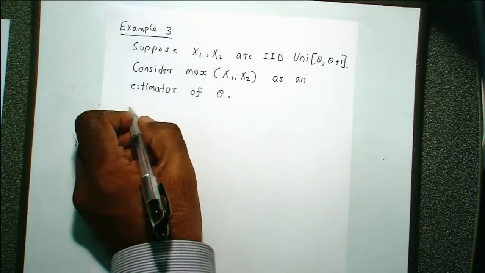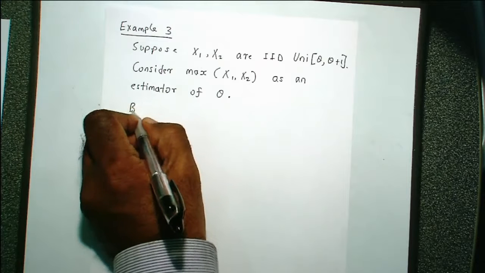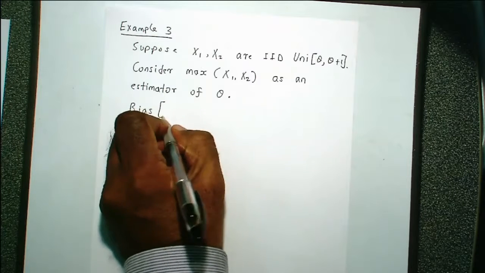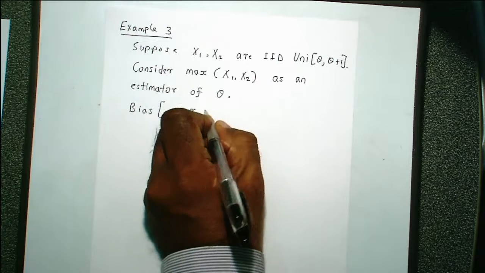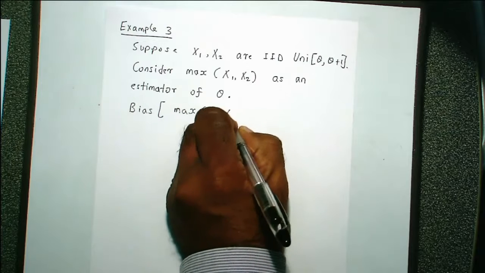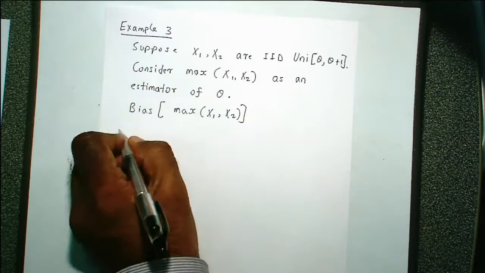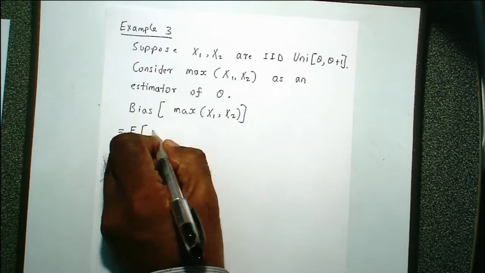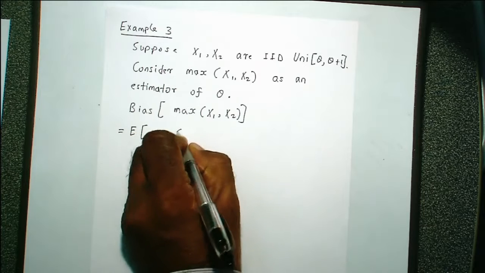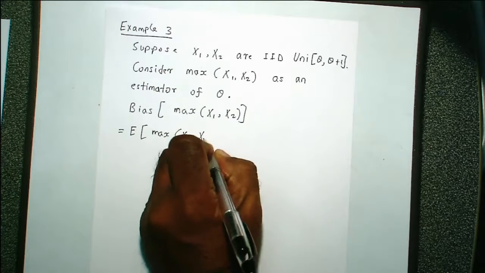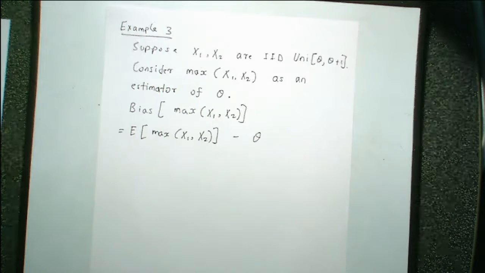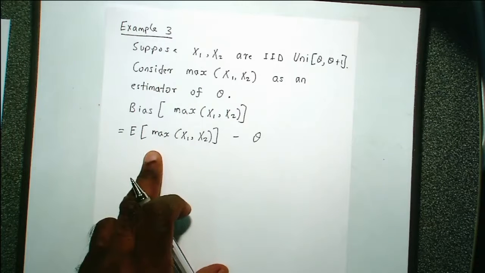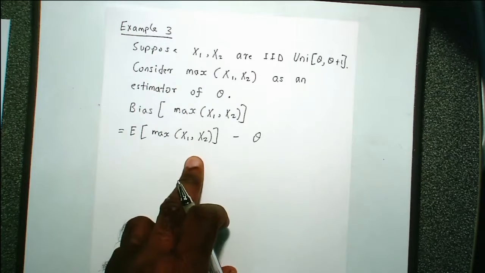All right, let me show you why. To find the bias of the max, you need to take the expectation and then subtract theta, right? This is by definition. Now, you can't take the expectation inside the max, which is not allowed. It's not a valid operation.